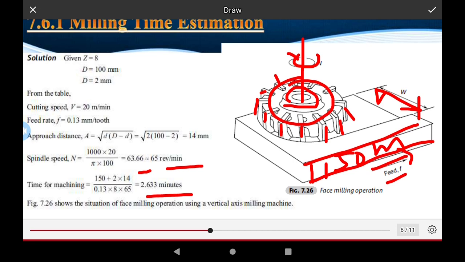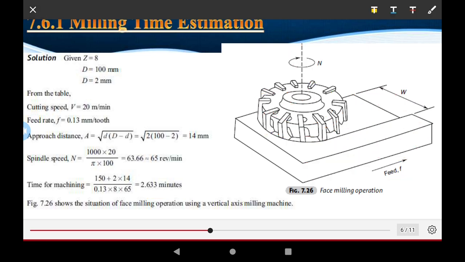The teeth rotate in the clockwise direction and cut the metal, producing a flat surface. This is face milling. Friends, this is the face of the workpiece in a face milling operation, and we also discuss some points of this.